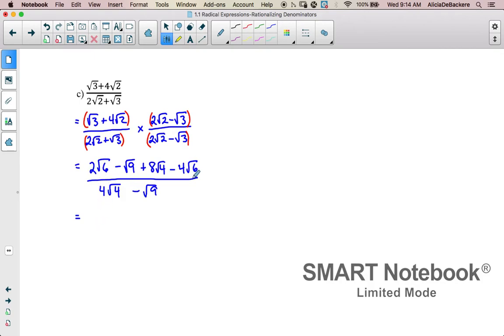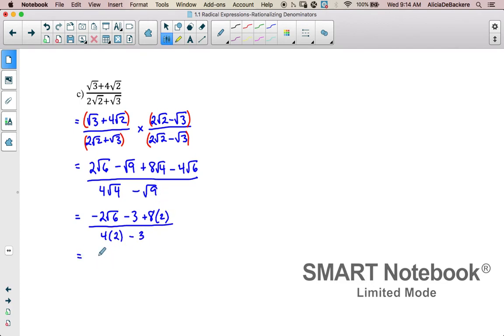So now I'm going to try and simplify this out. What I notice here is I do have 2 terms with a root 6. So I'm going to put those guys together. 2 root 6's subtract 4 root 6's. That's minus 2 root 6. And then the root 9 I can actually simplify to just being 3. And then again here I've got 8 times root 4. I can just simplify that to 2. And then in the denominator, we've got 4 times the square root of 4 is 2, minus the square root of 9 is just 3.